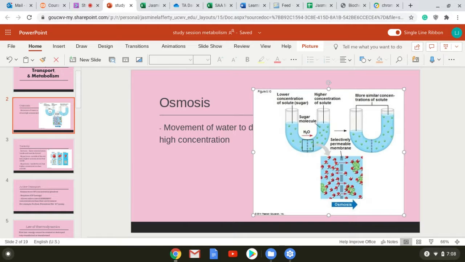We have a high concentration of solutes on one side, so we have a higher concentration of water on the other. So basically what's happening is the water is just moving down its concentration gradient. It'll get less on this side and more on this side. So the solutes aren't moving, the water is.